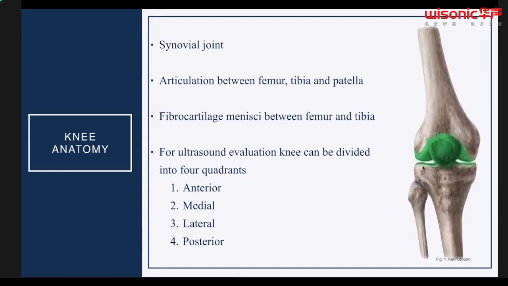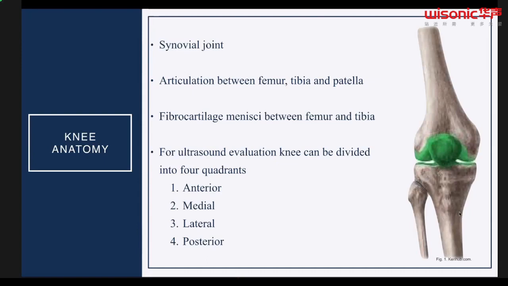In between, can you guys see my cursor here? If I'm moving it right here. Okay. Yes, we can. Thank you. So this is where the meniscus is, menisci on both sides. You would see it on this picture, but that provides the cushion for the knee joints.